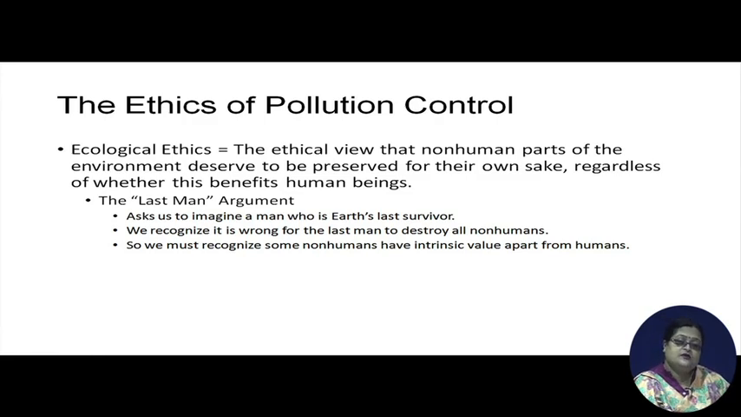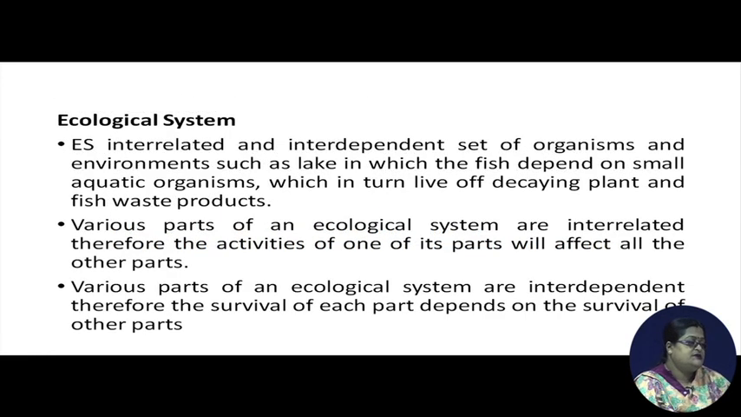By ecosystem or the ecological system, it is understood that all the subparts of the ecological system are interrelated to each other. So, the activities of one of its parts will affect the activity of the other parts, and the survival of one part is dependent on the survival of the other parts.